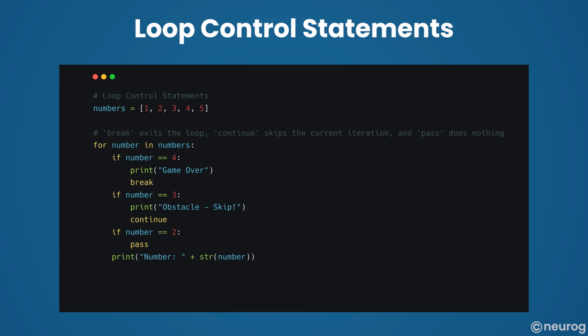In this code, we're simulating a game level using these loop control statements. It iterates through the numbers list, showcasing break to exit the loop when encountering 4, continue to skip the iteration when encountering 3, and pass for no action when encountering 2.